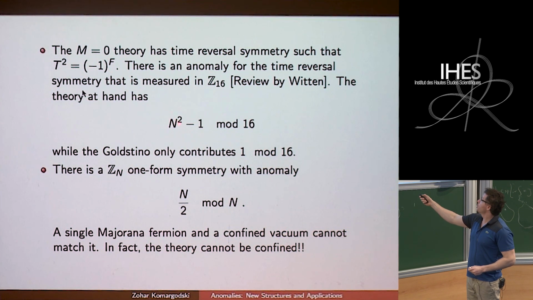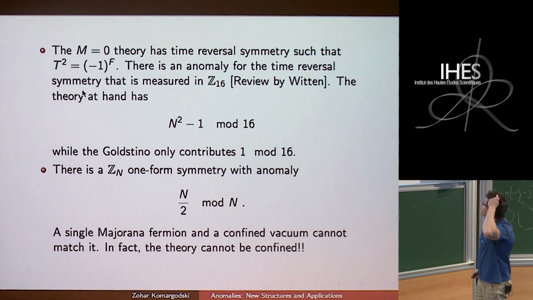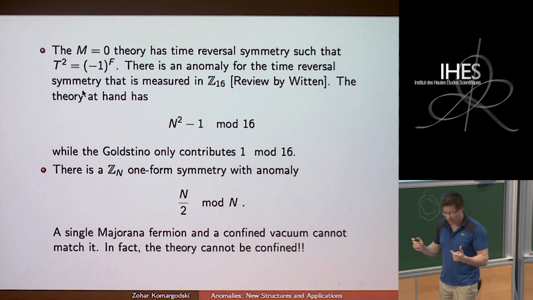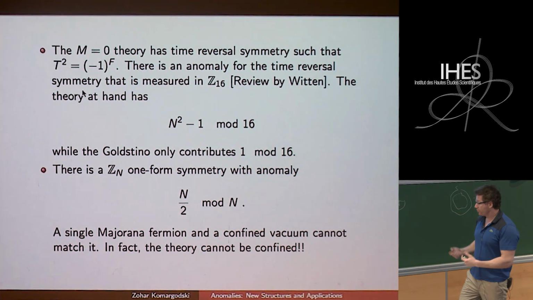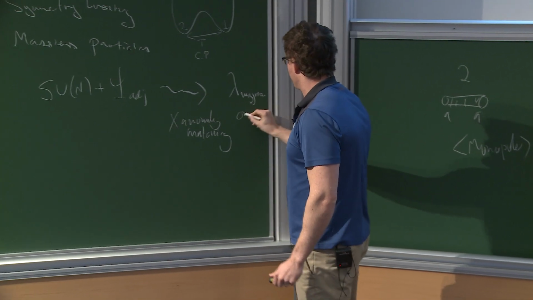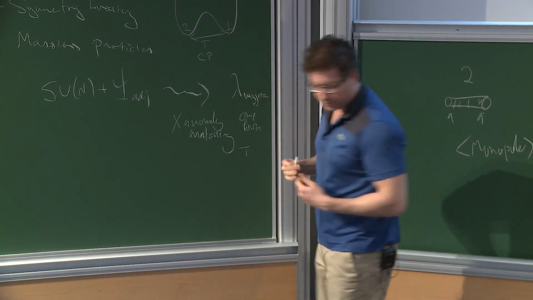And for no value of, wait, I don't want to say something wrong, but I think, yeah, for no value of even n, this can be 1 mod 16. So this is either 3 mod 16 or minus 1 mod 16, but it can never be 1 mod 16, which is what the Majorana fermion gives. So this also contradicts anomaly. This proposal contradicts anomaly matching with one form symmetry and also with time reversal symmetry.